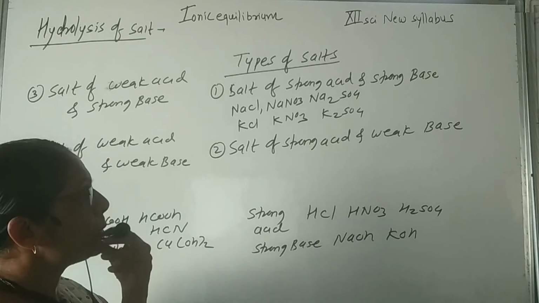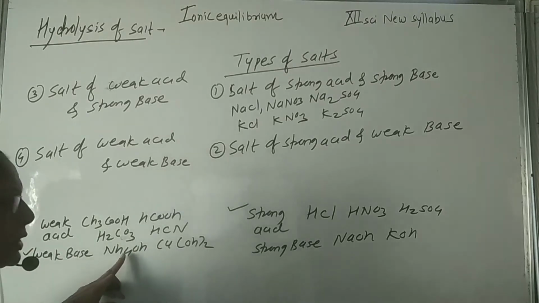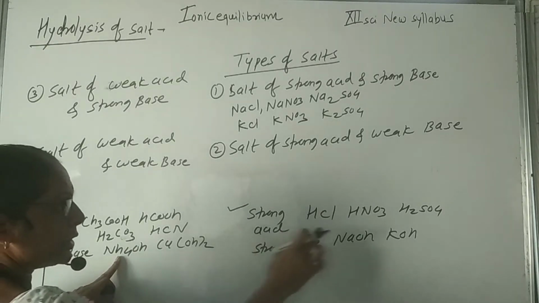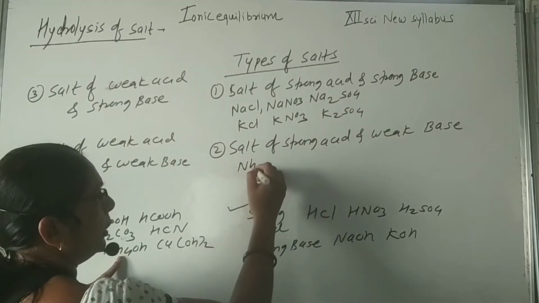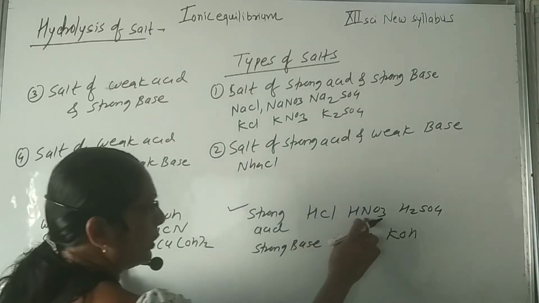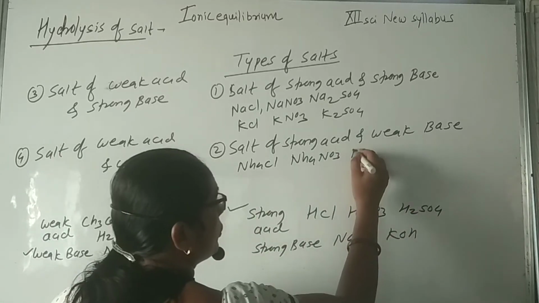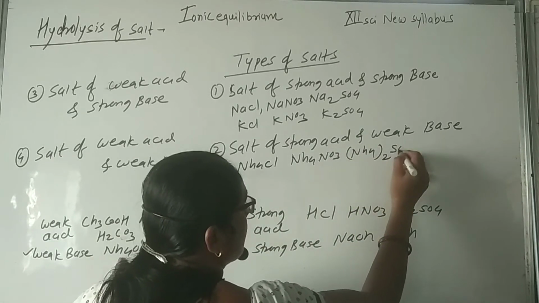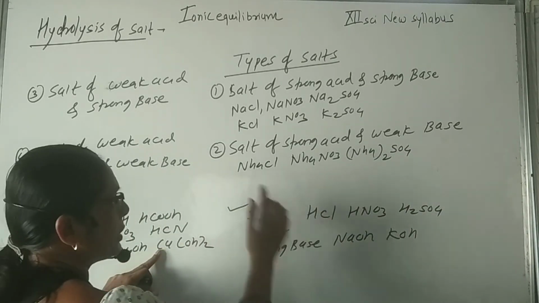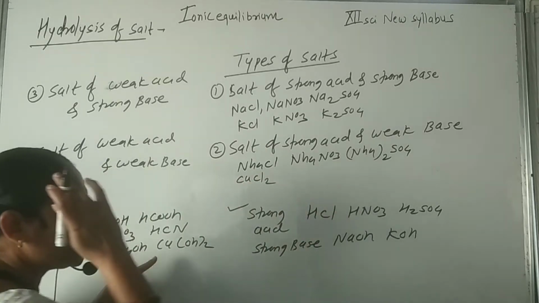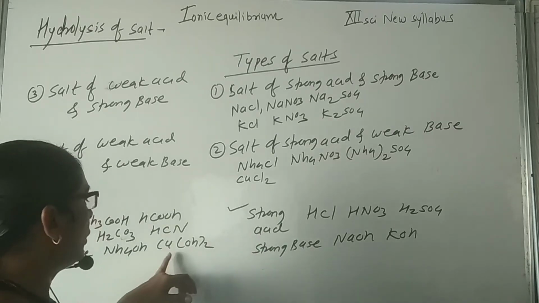Now, when you consider examples of strong acid and weak base, we have the strong acid, and now we require the weak base. The weak base is ammonium hydroxide. Ammonium hydroxide reacted with HCl gives ammonium chloride. Similarly, it gives ammonium nitrate, and with H2SO4 it gives ammonium sulfate. As hydrogens are 2, we require 2 ammonia. With copper, generally one example you consider is copper chloride. The other examples are not generally used.